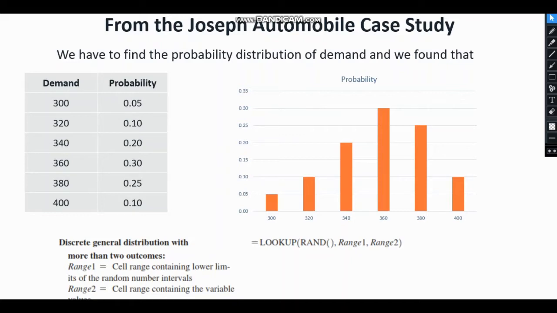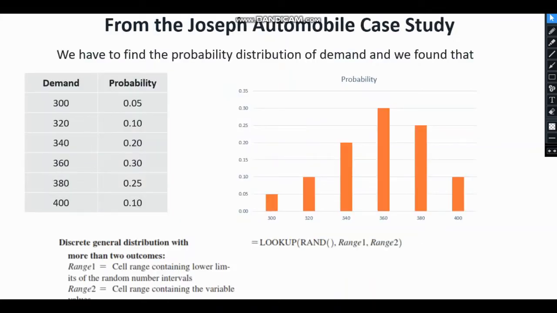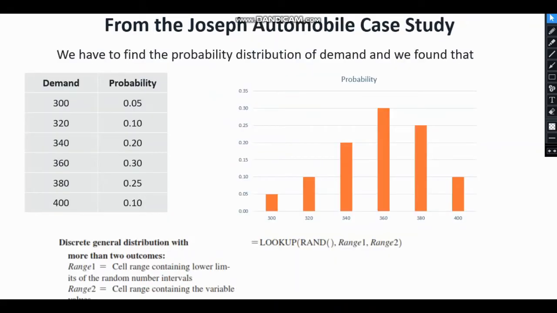So which formula out of all these do we have to use? We have got the discrete general distribution. The formula to perform a discrete general distribution is LOOKUP, RAND function, comma, range 1, range 2. I'll explain this in Excel in a very step by step manner, so you need not worry. Just sit back, relax. I'll show you how to do it in Excel, and you can follow me step by step along with this video.